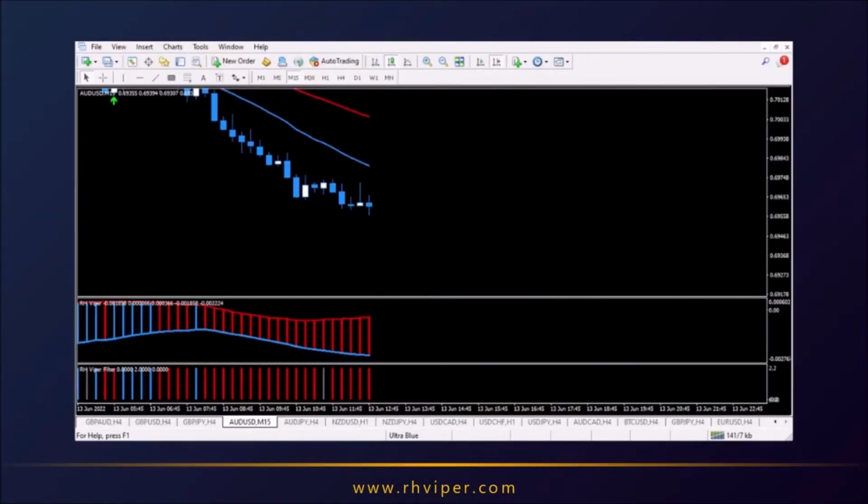Hey there, we're looking at the Australian dollar US dollar. This is a 15-minute time frame and we've currently got a downtrend. We've got the price underneath these moving averages and the moving averages are in order. We've got the blue moving average underneath the red moving average.